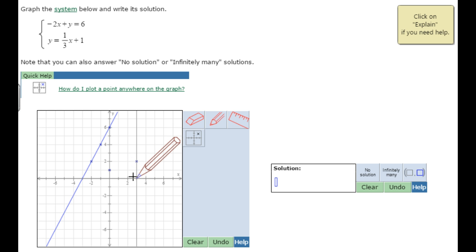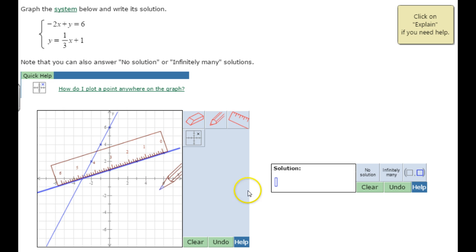Let me do one more point. Let me try when x is 6. That would be 1 over 3 times 6, which is 2. 2 plus 1 is 3. So when x is 6, y is 3. Get the ruler, go ahead and graph that. Make sure your line goes all across so you can see exactly what's happening. To see the lines pretty clearly, I'm going to click on the ruler again so that it's gone and I can see the lines.